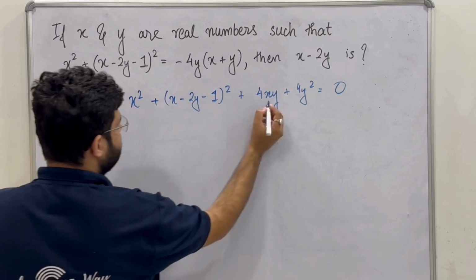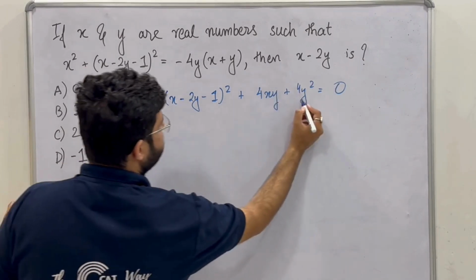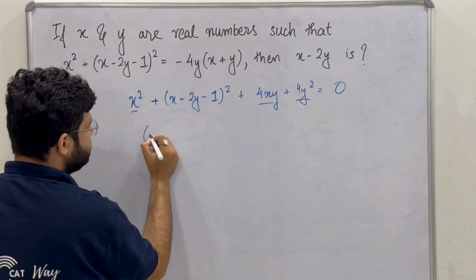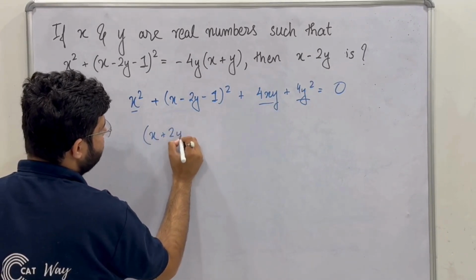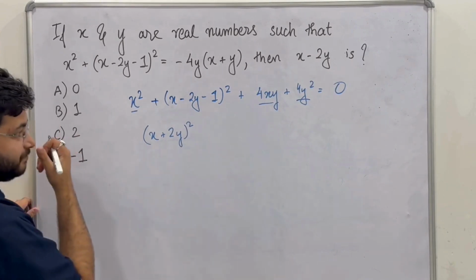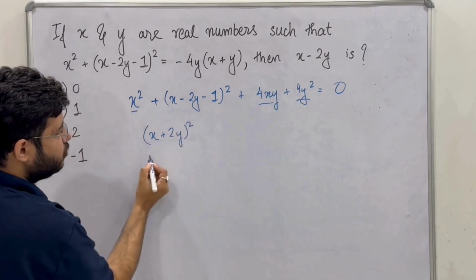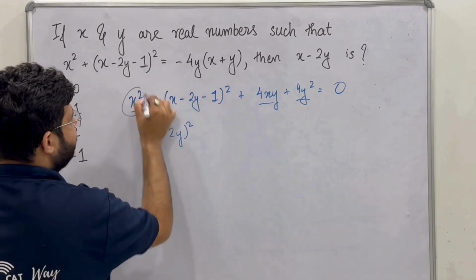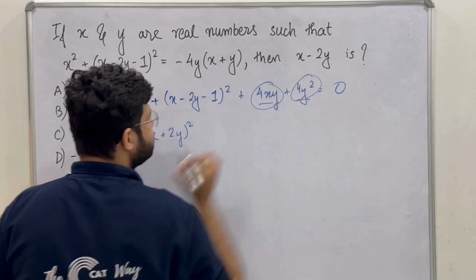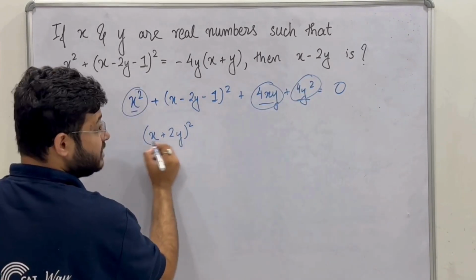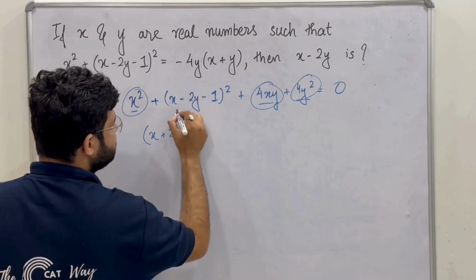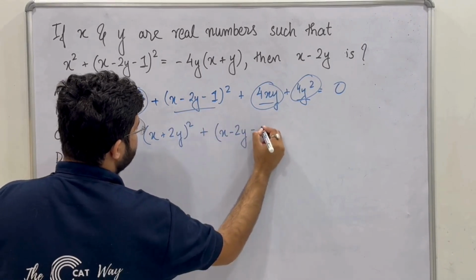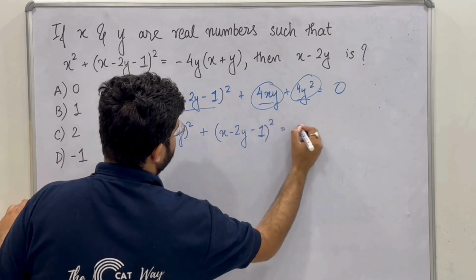Now taking these, you see what is this? x square plus 4y square and plus 4xy. So can this be written as (x plus 2y) whole square, right? Because then it would be x square plus 4y square plus 4xy. So we have clubbed these, and we get (x plus 2y) whole square, plus this term remains as it is, (x minus 2y minus 1) whole square is equal to 0.